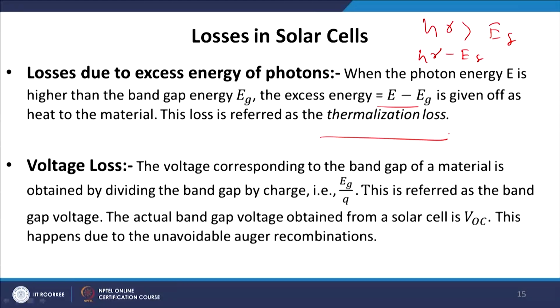The voltage corresponding to the band gap of a material is obtained by dividing the band gap by charge. If we divide Eg by Q, we get the voltage, because Eg is Q times V, and if I divide by Q, Q cancels, giving you the voltage. This is referred to as the band gap voltage. Now, the actual voltage obtained from a solar cell is VOC, the open circuit voltage.